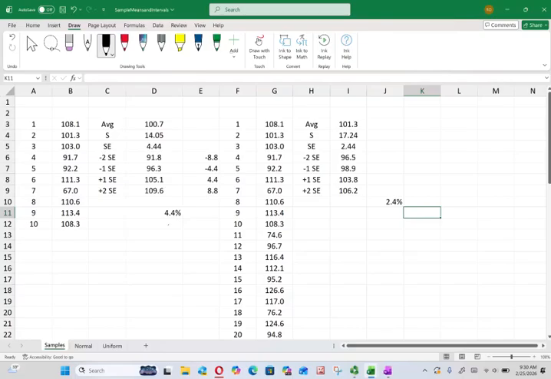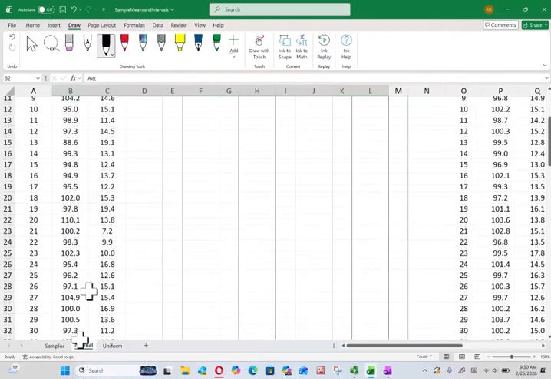2.4 is one standard error. 4.8 is two standard errors. So if I repeat this calculation over here, this one is minus 4.8. The next one is minus 2.4, then 2.4 up, and 4.8 up. This is the same thing done a different way. Go to the next page.